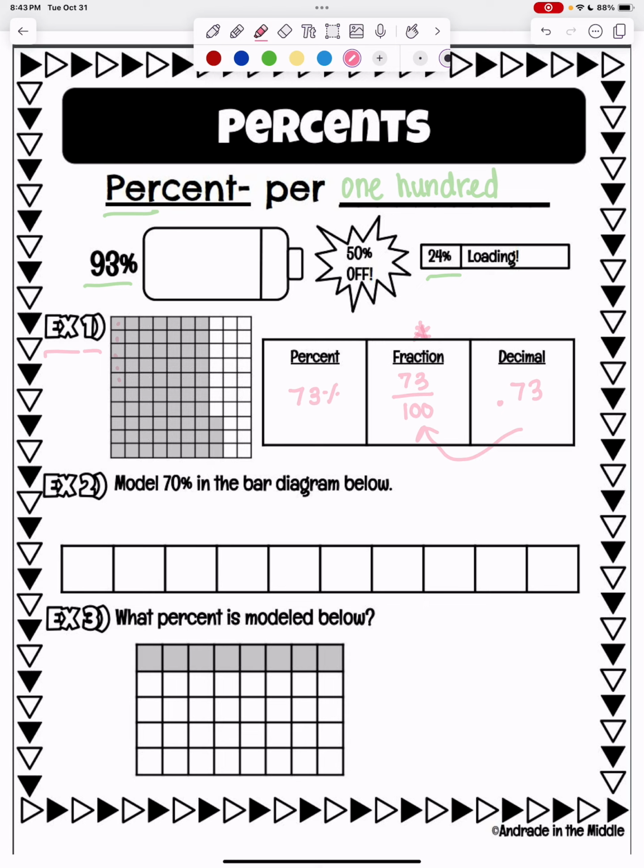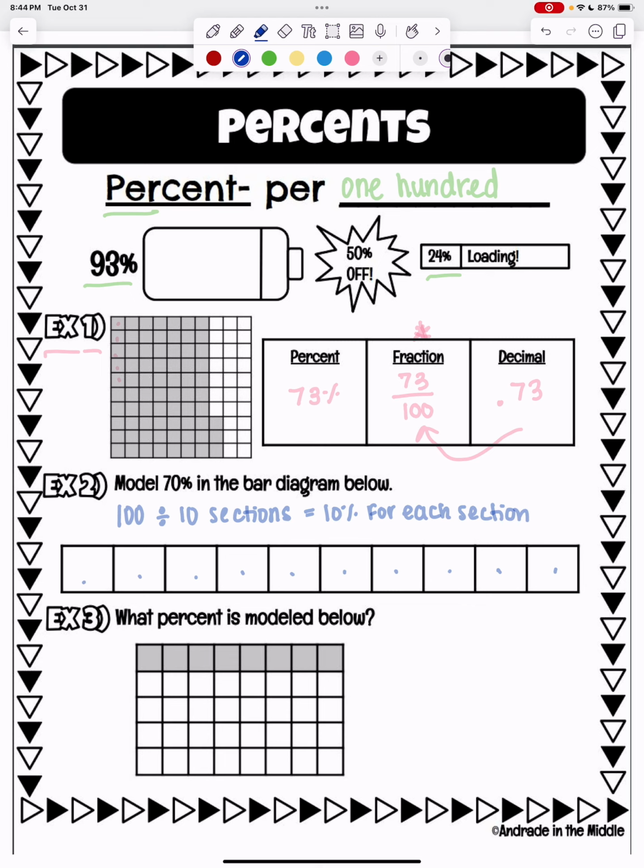Example 2 wants us to model 70% in their bar graph below. There are 1, 2, 3, 4, 5, 6, 7, 8, 9, 10 sections. So 100 divided by 10 sections equals 10% for each section. That means every bar is 10%.